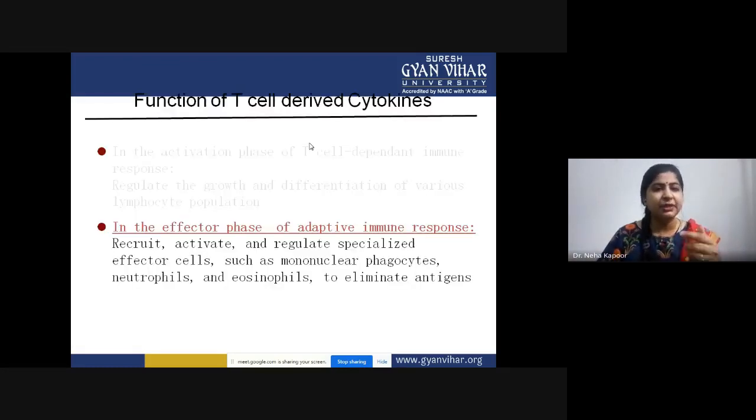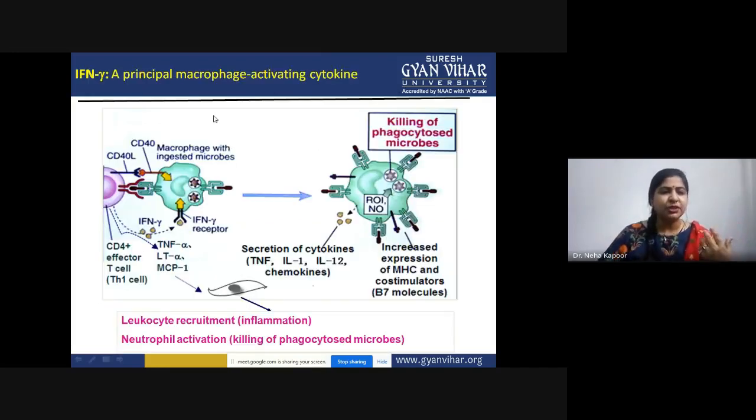In the effector phase, the main thing was recruitment, activation, and regulation of many specialized cells. So this is the process: once they recognize a particular antigen, interferon gamma is released and attaches onto the surface of the macrophage, as you can see, the interferon gamma receptor. And here leukocyte recruitment is done, neutrophil activation is done. On the other hand, the complete activation is happening. Because of that, oxygen dependent and oxygen independent killing mechanisms will be activated.